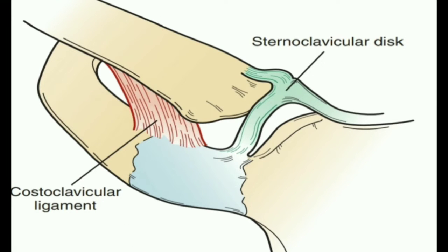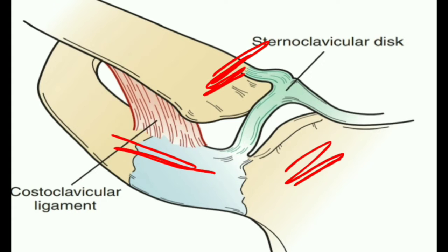If we look at this diagram, we can see the medial end of the clavicle, the clavicular notch of the manubrial sternum, and the costal cartilage. So this is the medial end of the clavicle, this is the manubrial notch of the sternum, and this is the first costal cartilage. And now we have the structure known as the articular disc.